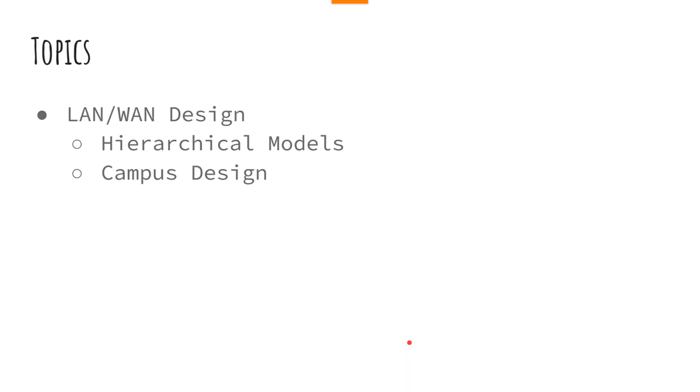So in this part of the video we are going to look at the LAN WAN design. Now there are two models which we are going to look at. The hierarchical model, we have briefly seen this in the module. We are going to elaborate slightly more on that, and the campus design models. These two models are something which we will be using as a part of our design assignments.